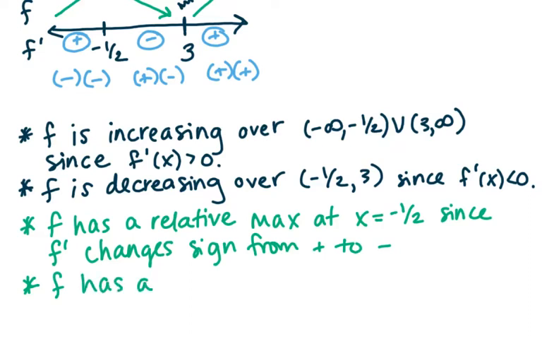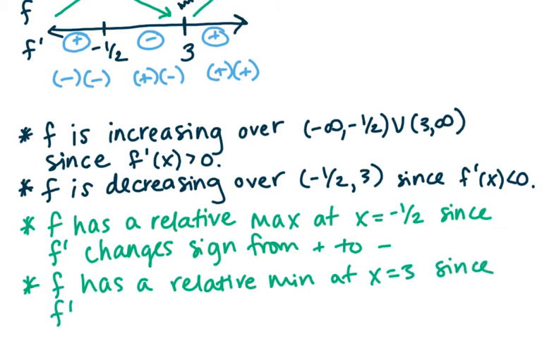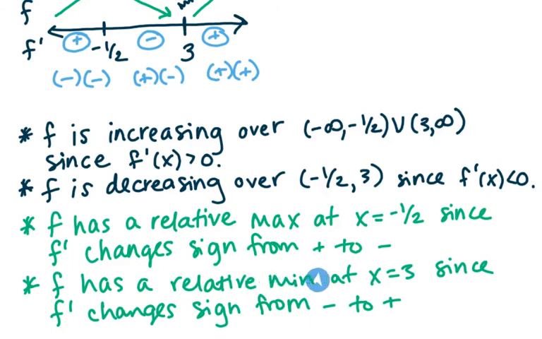And we'll say f has a relative minimum at x equals 3, since f prime changes sign in the opposite order, from negative to positive. And this is how you will use the first derivative test, either to describe intervals of increase and decrease, or to find and explain justification for relative max and min locations, or in this case to do both. And that concludes our video lesson on the first derivative test.